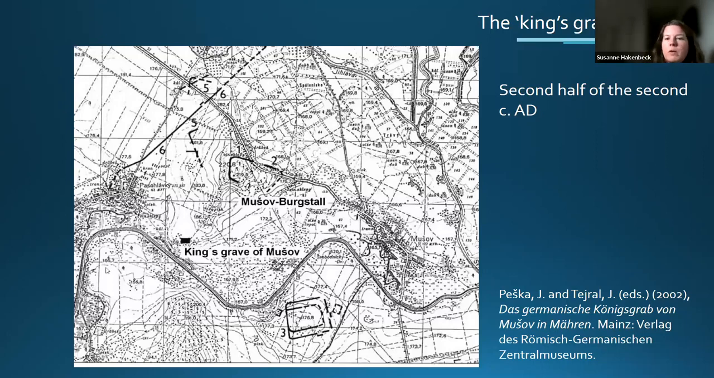So this is the so-called King's Grave of Mušov in modern day Moravia. The chronological context here is the Marcomannic Wars, so the second half of the 2nd century CE. And we are here formally outside of the Roman Empire, but the material culture and the architecture here tell a very different story. The site was discovered in 1988. There's actually a bigger complex at this site, but I just specifically want to focus on the chamber grave of the so-called King's Grave, which was discovered in 1988.